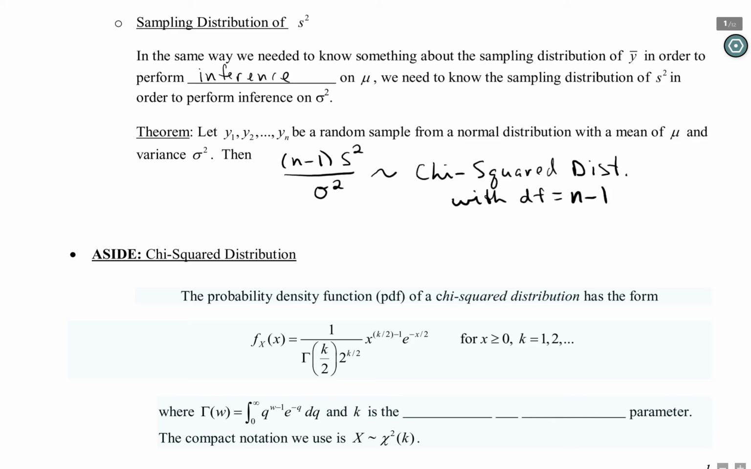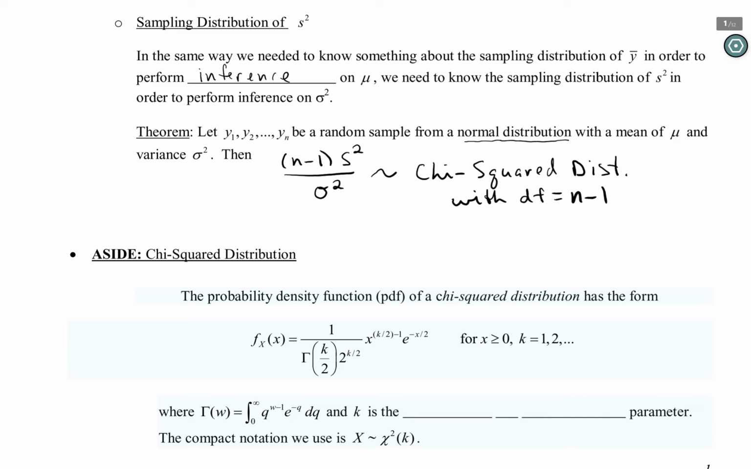Now if you notice, I'm not dealing exactly with the distribution of S squared, but with n minus 1 times S squared over sigma squared, a function of S squared, and its distribution. It turns out that's going to be helpful for us. This is the theorem. We're not going to prove it, just going to make a statement of it. One important thing with this theorem is that we're assuming we have a random sample from a normal population, so we need to be mindful of that.